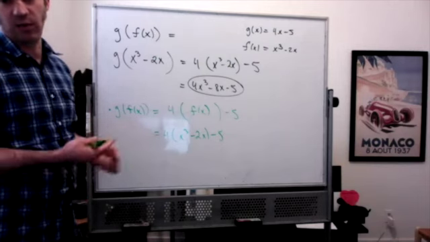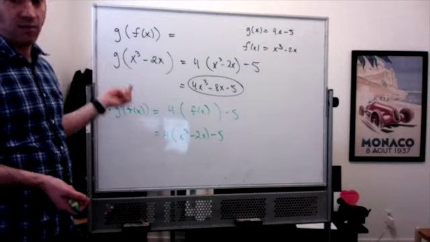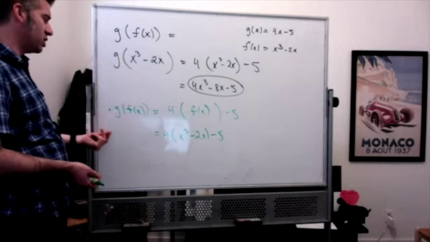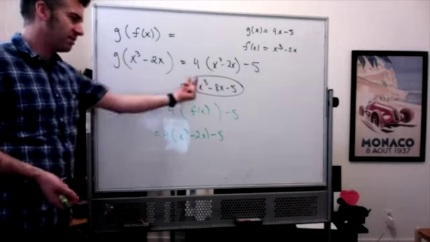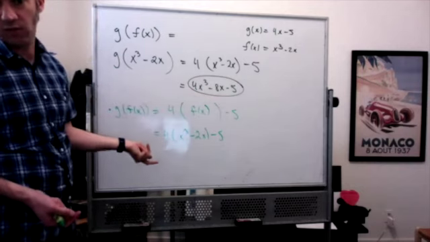It just depends on which part you want to deal with first. I always like to work from the inside out, but if you want to do this first, say, oh, I know that g of the thing is 4 times the thing minus 5, and then replace f of x with what it's actually equal to, that's also fine.